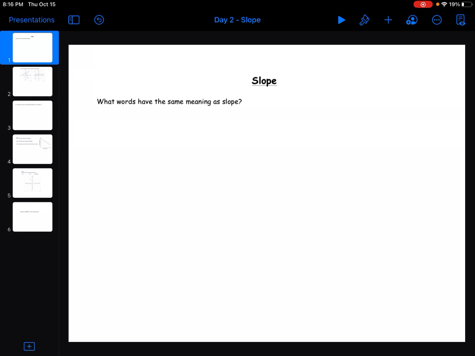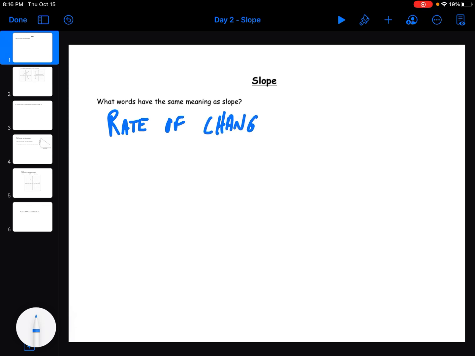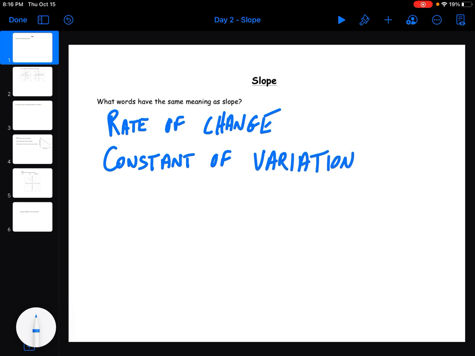In math, when we're talking about the word slope, other words that have the same meaning as slope are things like rate of change. So rate of change is the same as the slope. Constant of variation is the same as the slope. Okay, so things like that mean the exact same thing as slope.